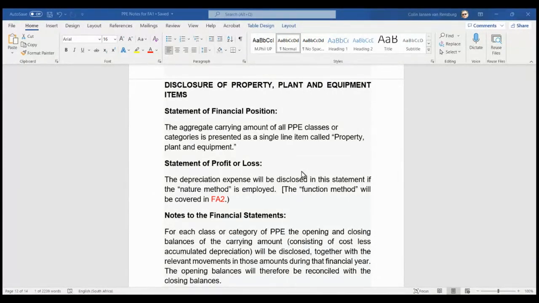So in a nutshell, it will be the additions or acquisitions that will affect the cost. It will be the disposals, which will affect the cost as well as the accumulated depreciation with regards to the item or items that we have disposed of, and the depreciation expense, which will affect the accumulated depreciation. Right. So that we must incorporate into our PPE or property, plant and equipment note.